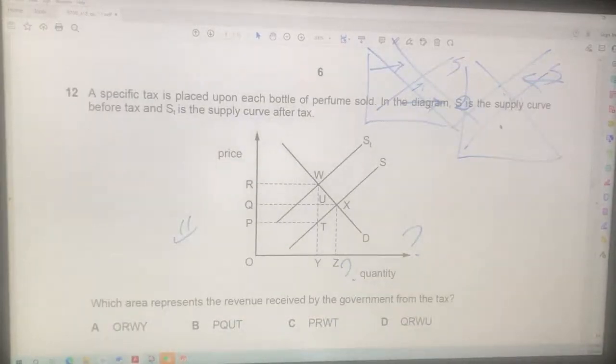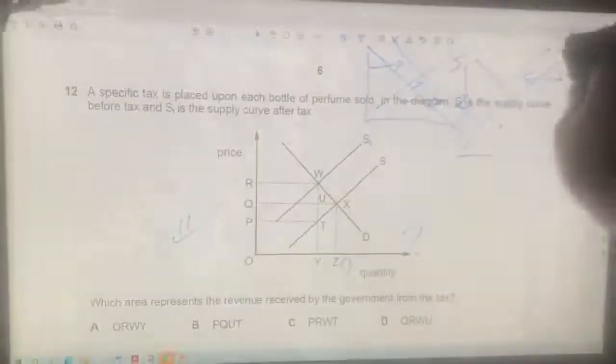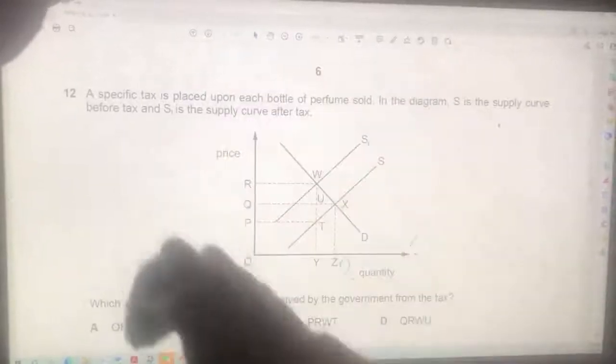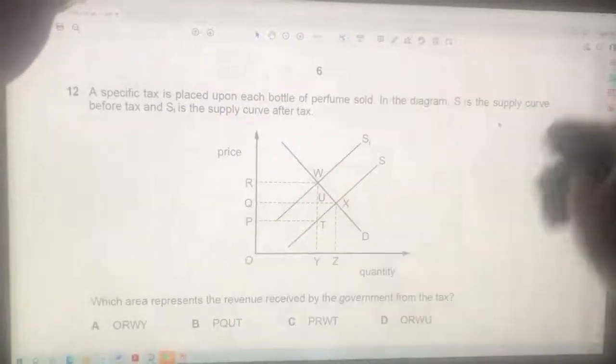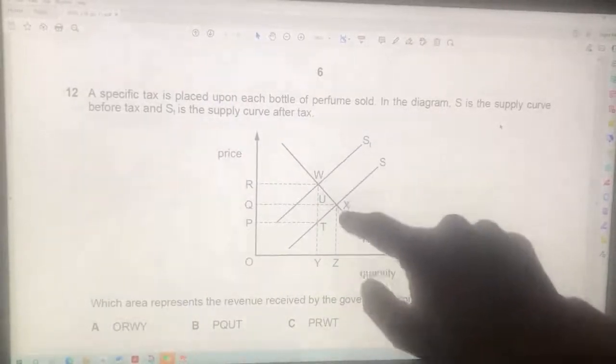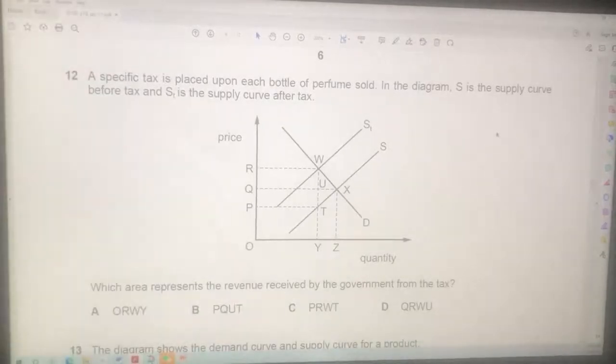Let's find the answer for 12 after we clean up. There's a specific tax on each bottle of perfume sold. In the diagram, S is the supply curve before tax and ST is after. Which area represents the revenue received by the government for the tax?